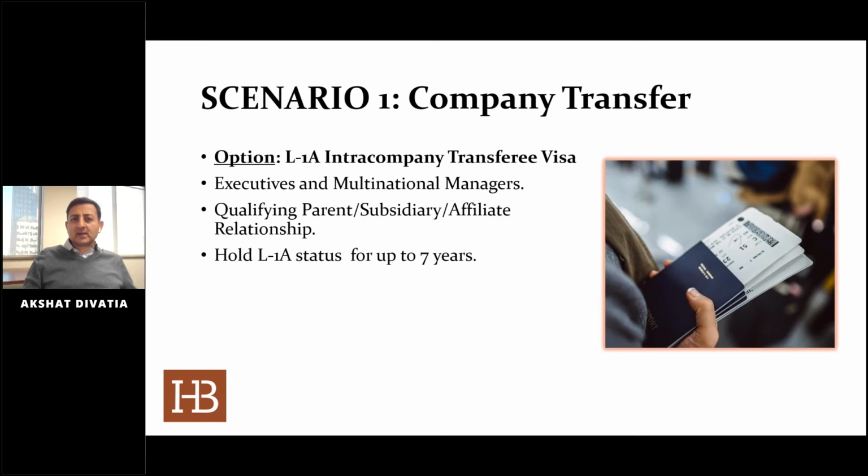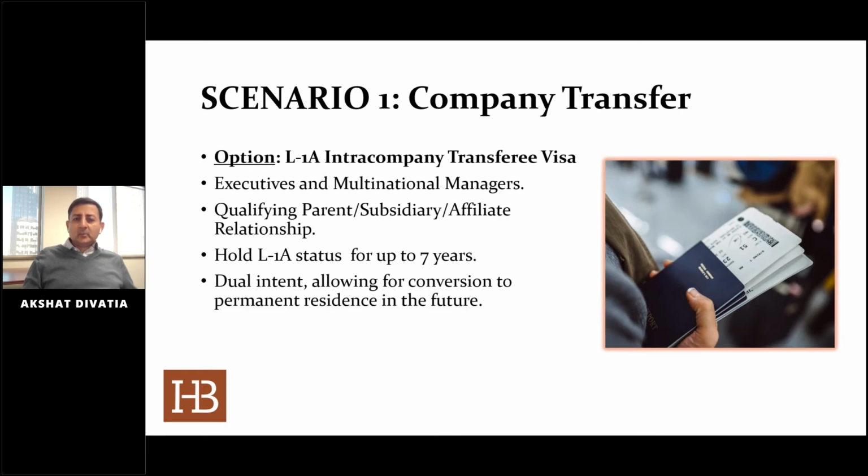Initially, the visa is granted for 1 year, and then it can be extended in increments of 2 years, for a total of 7 years. One great thing about this visa, unlike, let's say, the visitor visa or student visa or an exchange visitor visa, is that it recognizes dual intent, meaning that the individual does not have to say, "Oh, I'm definitely going back. I'm not going to stay in the US for a long time. I don't want to immigrate to the US." They don't have to say that.